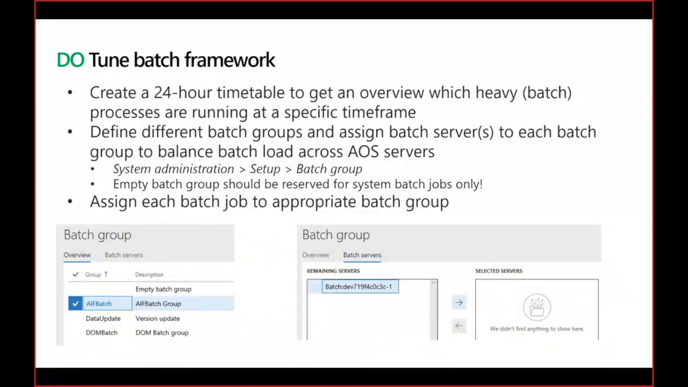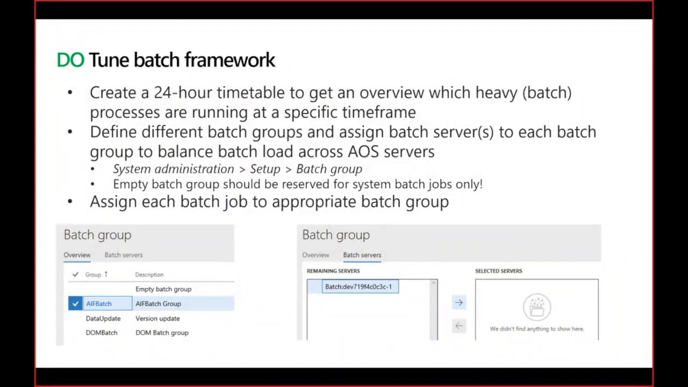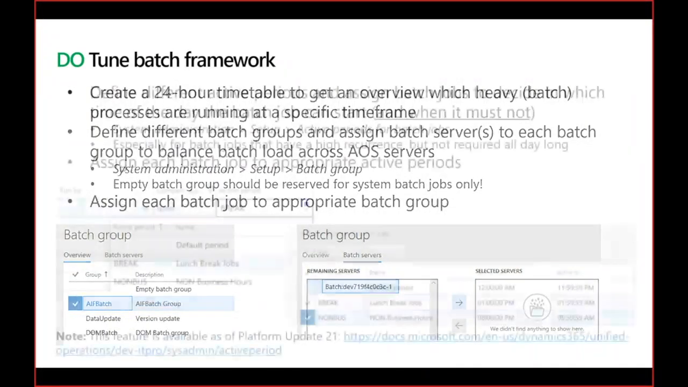How you do this: in System Administration, set up batch groups. You can add additional batch groups, and remember that the empty batch group, which is available out of the box, should be reserved for system batch jobs only. And then from there, you assign batch jobs to the appropriate batch group. Sounds simple. It's there already from the previous releases for a very long time, probably since the beginning of the AX time. But still we see a lot of times that the batch framework is not tuned correctly.